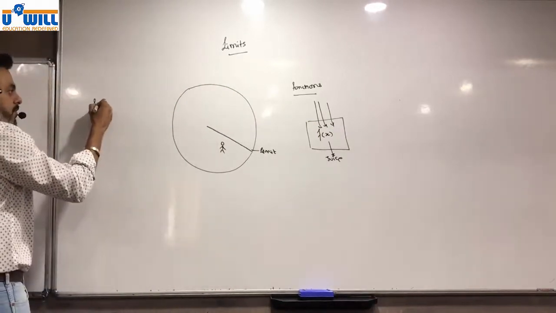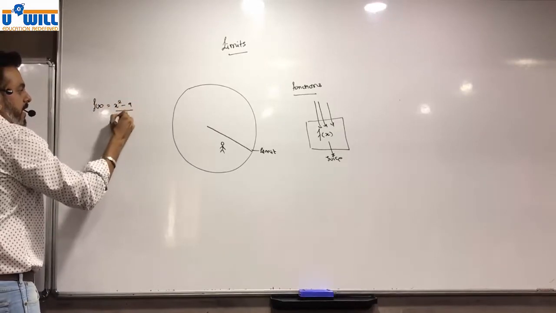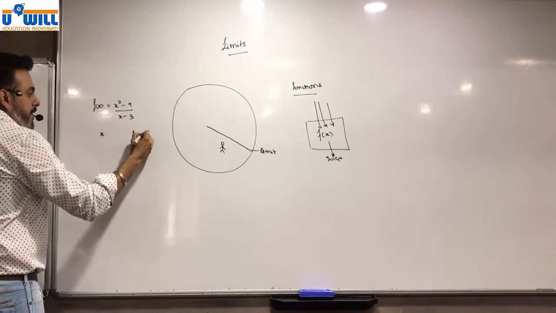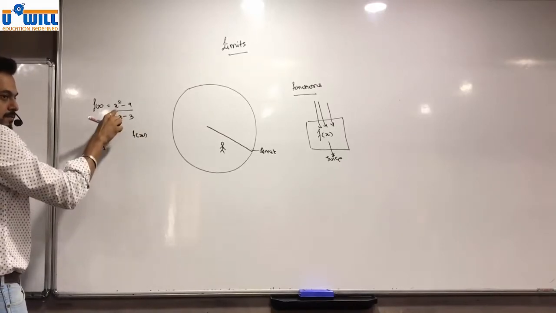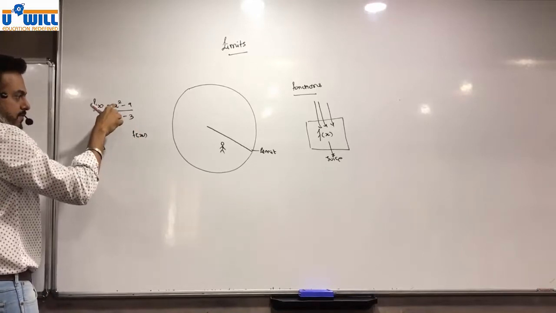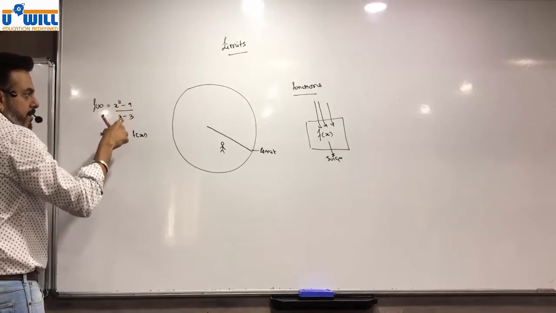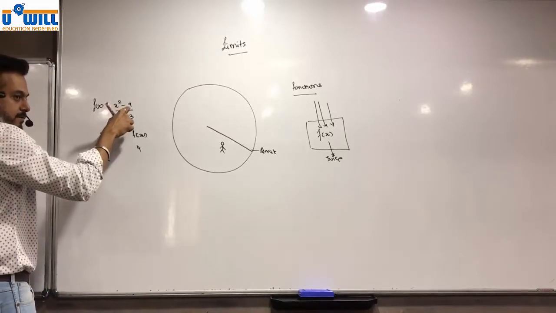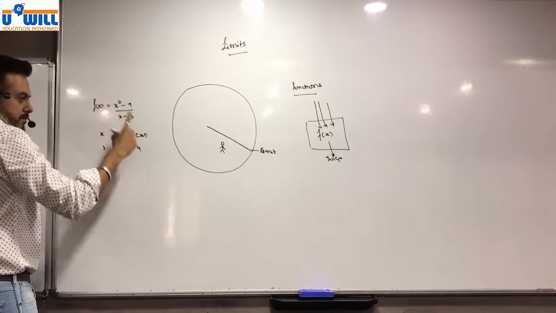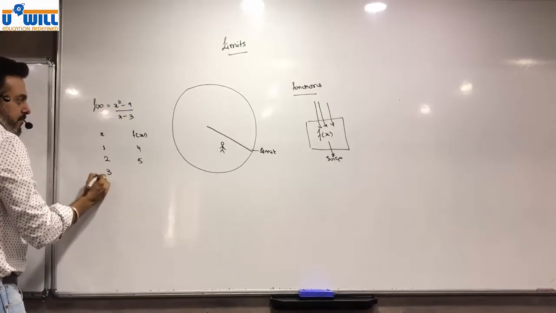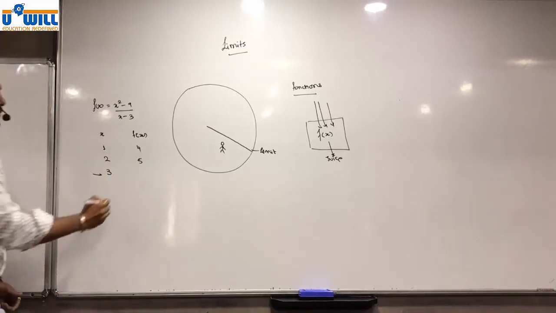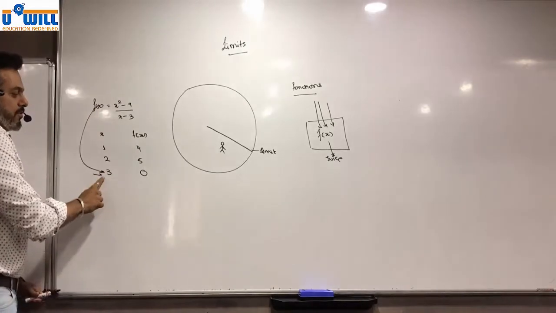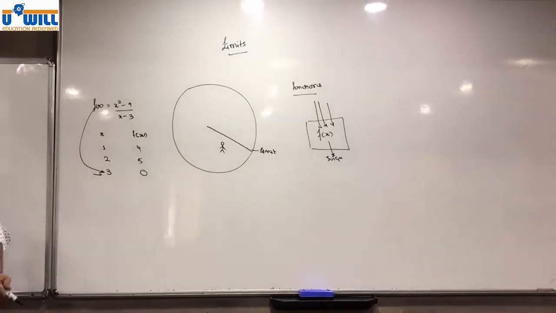Now, say for example, f of x is equal to x square minus 9 upon x minus 3. So we take x and f of x. If x is 1, what will be f of x? 1 square, 1 minus 9, minus 8 upon minus 2. So it will be 4. If I take 2, 4 minus 9, minus 5 upon minus 1, it is 5. But what happens if I take 3? It will become 0 in the denominator. So can I take x is equal to 3? If I take x is equal to 3, what I will get is 0 in the denominator, which is not possible.